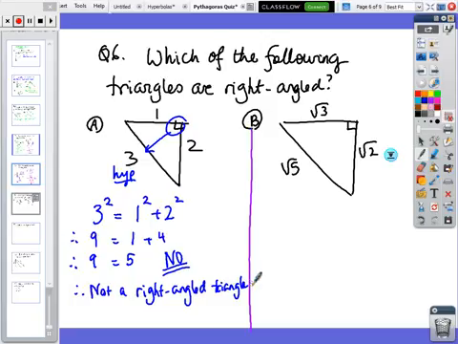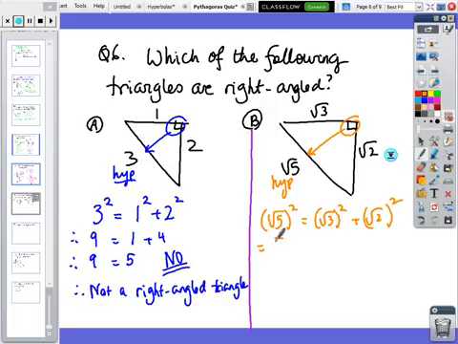Okay, so looking at the next one. Right angle opposite, so that's the hypotenuse. So if it was going to be, then root 5 squared would have to equal root 3 squared plus root 2 squared. Now when you square a square root, you get the number. Does 5 equal 5? Yes, it does. So therefore, it is a right angle triangle.